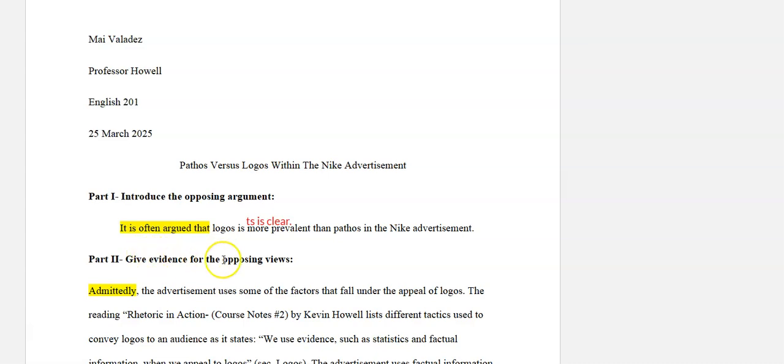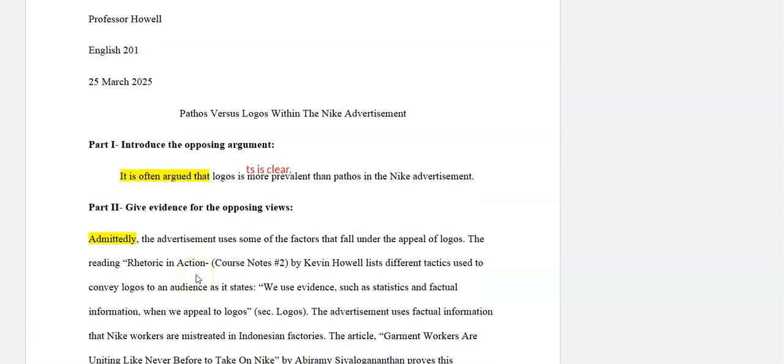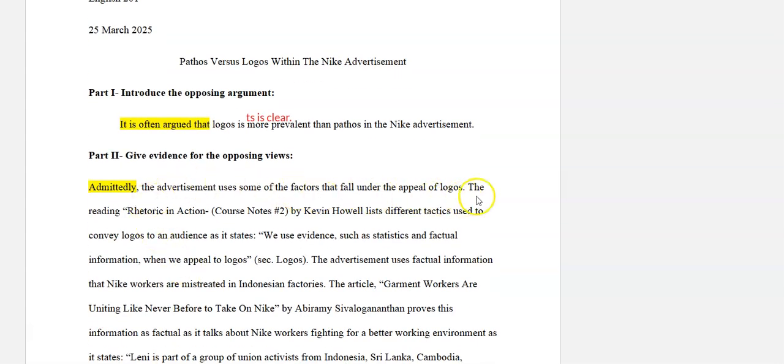So then part 2, give evidence for the opposing. If logos is the opposing, this should only talk about logos. So, admittedly, okay, then she does ICE. Remember, ICE is introduce it, cite it, explain it. So the reading, Rhetoric in Action, course notes number 2. I would have been okay if you put Rhetoric in Action, quote, quote, and then put course notes number 2 down here where it says section logos. You could put course notes number 2, section logos.